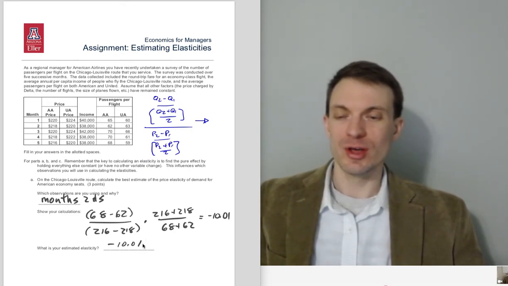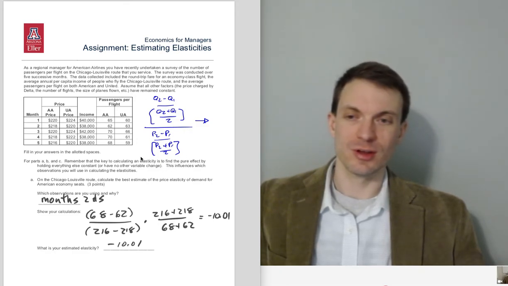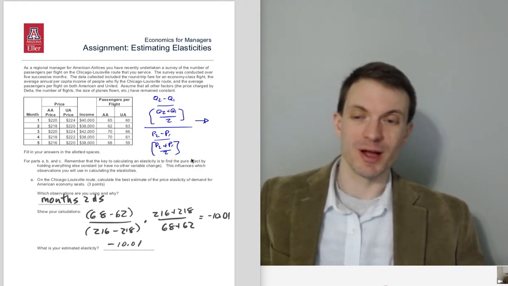How do we know? Well, to get an integer for our elasticity, that means the percentage change in quantity must have been bigger than the percentage change in price, right? If we get a fraction for our estimated elasticity, then the percentage change in price would have been bigger than the percentage change in quantity. That'd be very unresponsive demand.